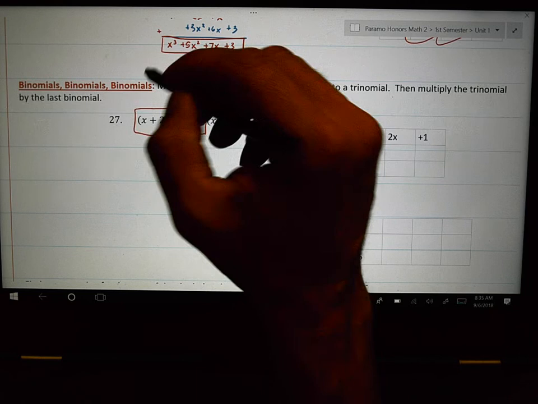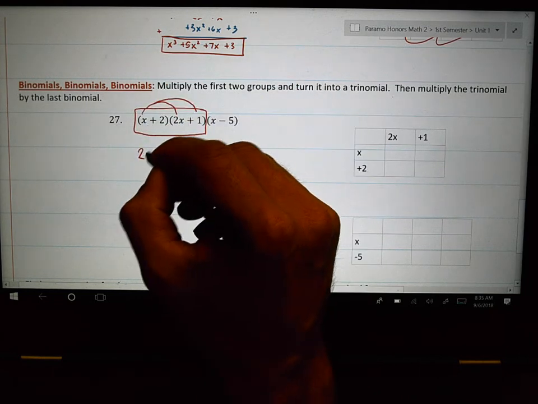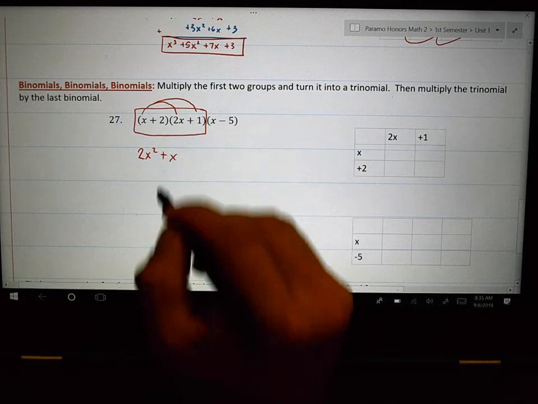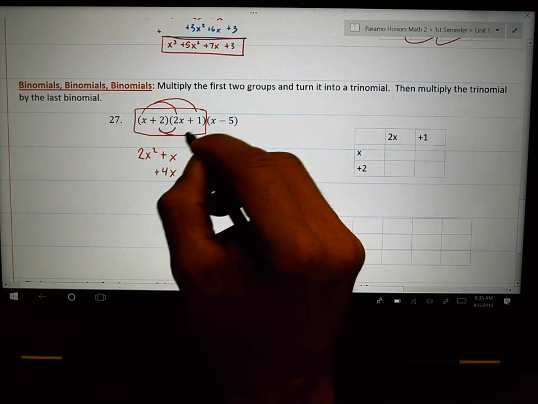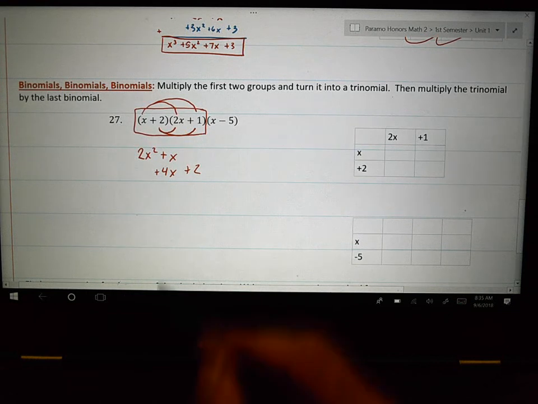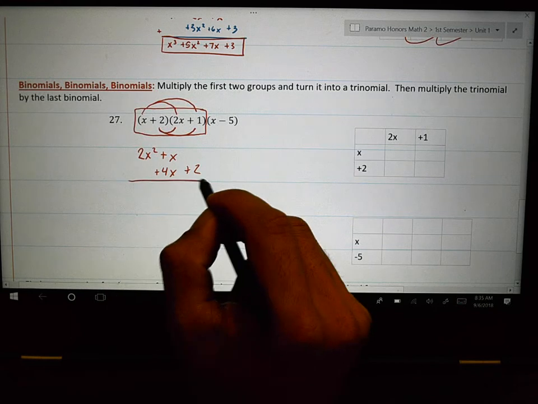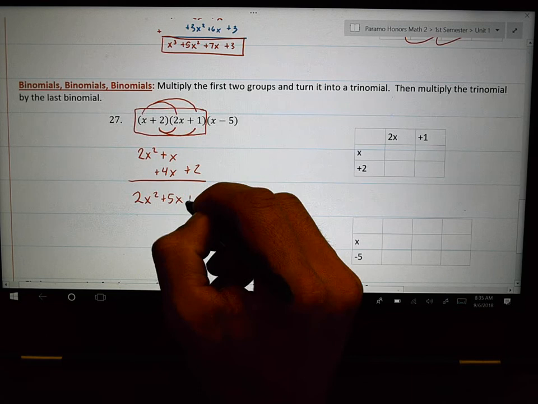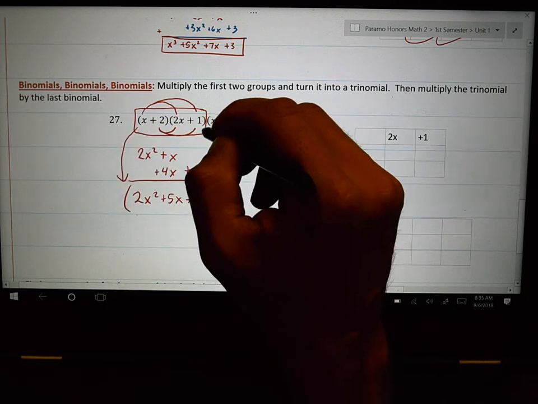I'm going to FOIL it. 2x squared plus x plus 4x plus 2. And notice how I kind of line it up right there because I know that this one and this one might combine. Kind of the same thing I do for the trinomials. So 2x squared plus 5x plus 2. And this is still in parentheses.